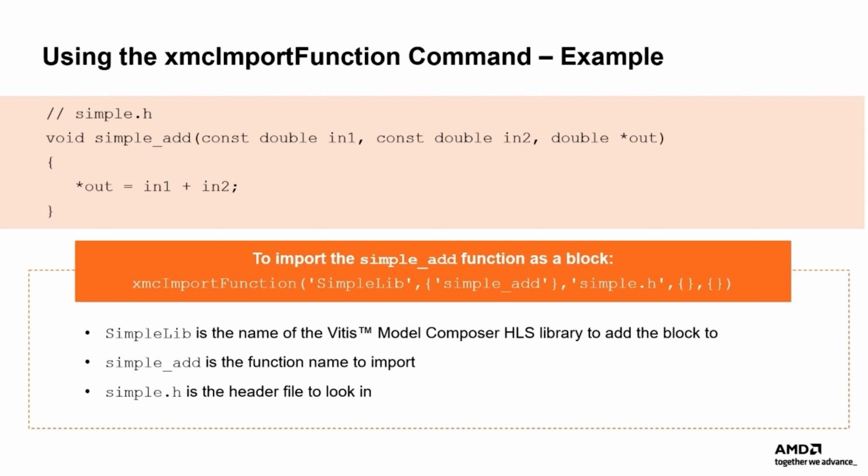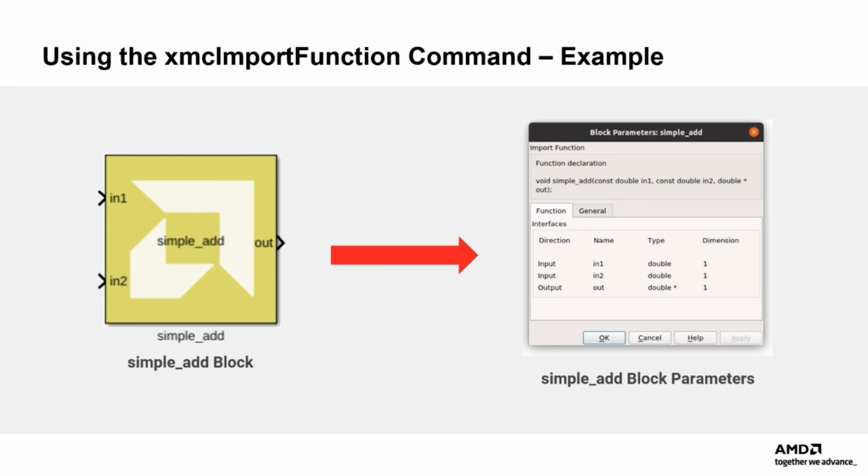Simple.h is the header file to look in. No C source files or search paths are specified. In this case, the function definition must be found in the specified header file, and only the MATLAB tool current folder will be searched for the specified files. When the XMC import function completes, the simple_lib library model will open with the simple add block created as shown here.